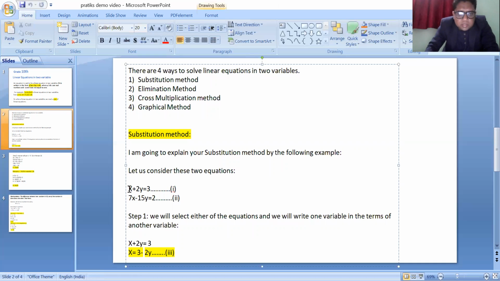We have two equations here. You can see x plus 2y is equal to 3. This is our first equation. And 7x minus 15y is equal to 2. This is our second equation. So what we have to do is find the values of x and y using the substitution method.